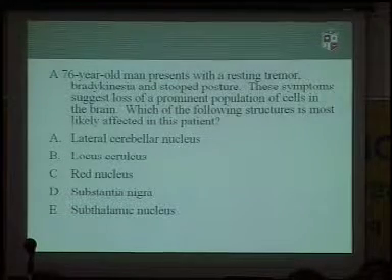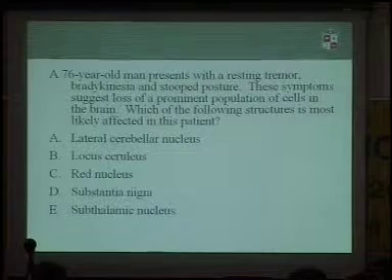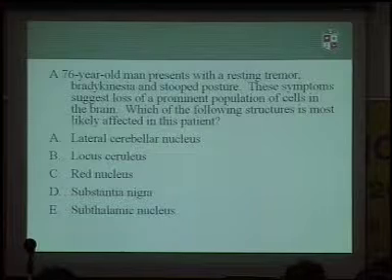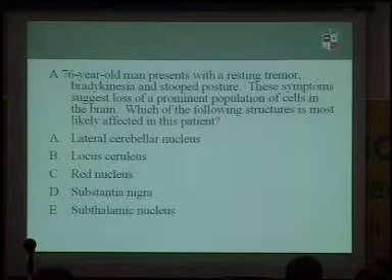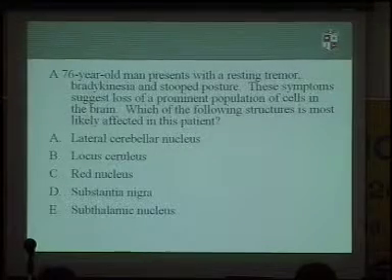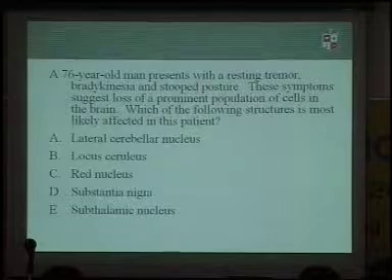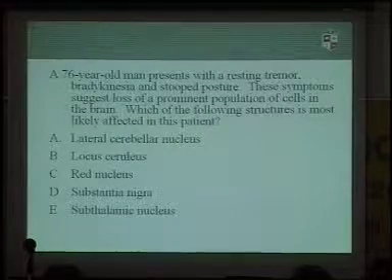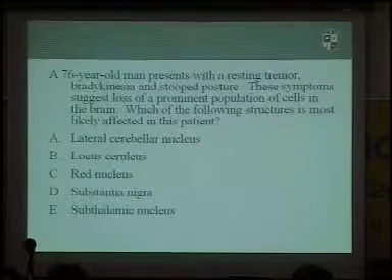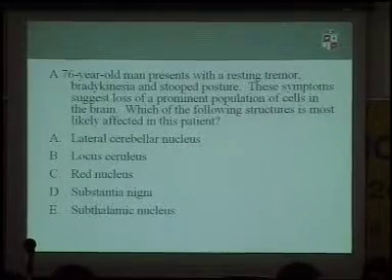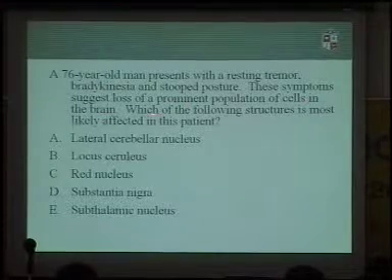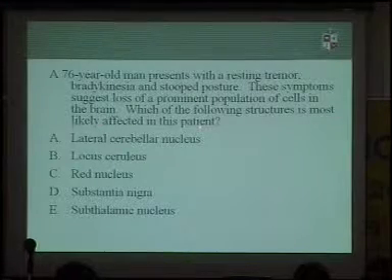Okay. A 76-year-old man presents with a resting tremor, bradykinesia, and stoop posture. Okay, you've seen that, right? Bradykinesia is poverty of movement, okay? Very little movement. These symptoms suggest loss of a prominent population of cells in the brain. Which of the following structures is the most likely affected in this patient?